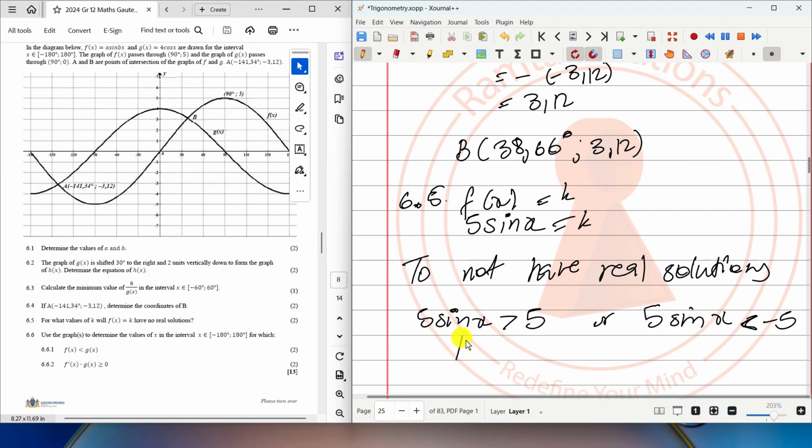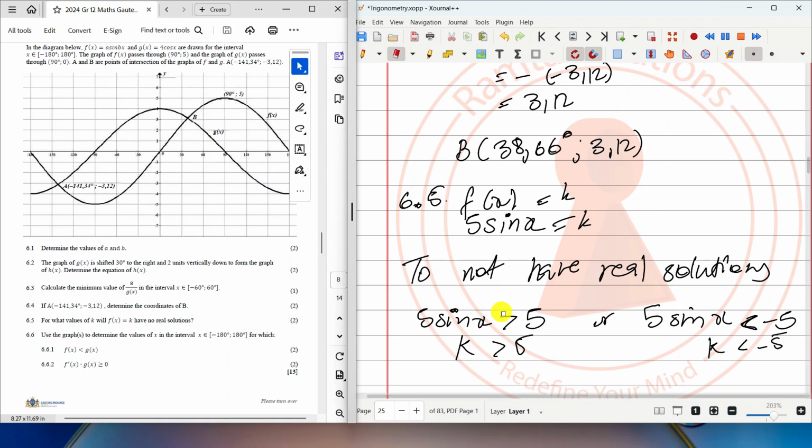We said it is k. So k must be greater than 5 or k must be less than -5. So any value that is less than -5 will not give you a solution, and any value that is greater than 5 will not give you a solution. Okay, this is how we answer this question.